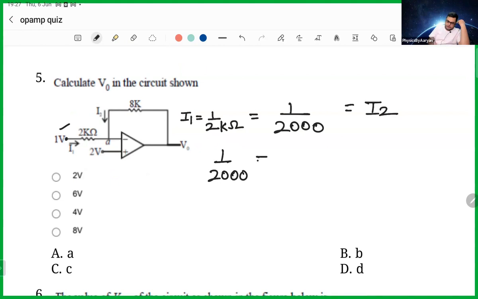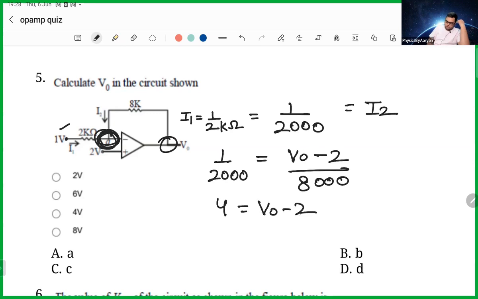How can you write I2? I2 can be written as V output minus this voltage, this minus this. So (V output minus 2) divided by 8 kilo ohm. So this can be written as 4 equals V naught minus 2. So V naught can be written as 6 volt. So the answer to this is also 6 volt.